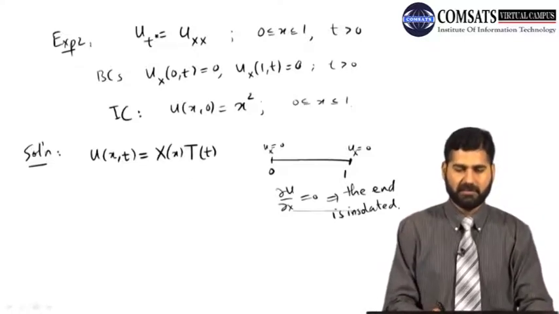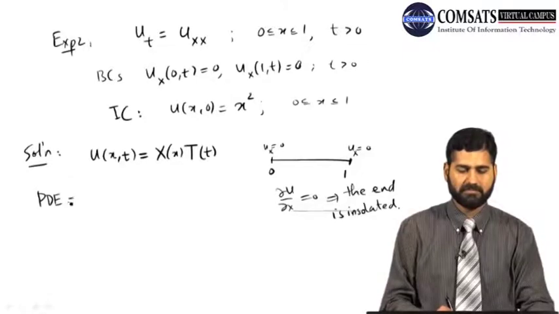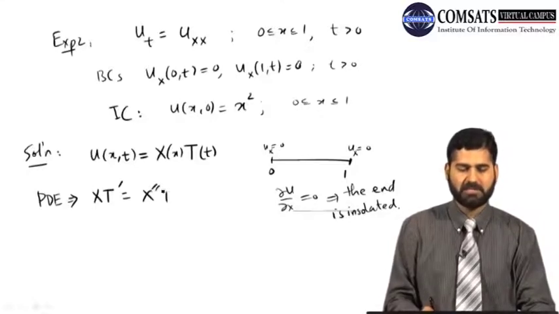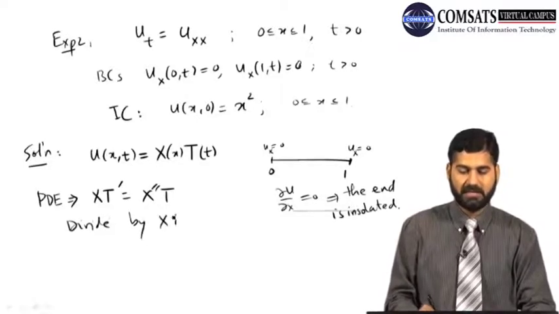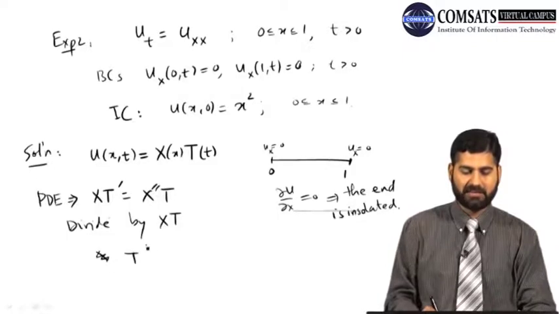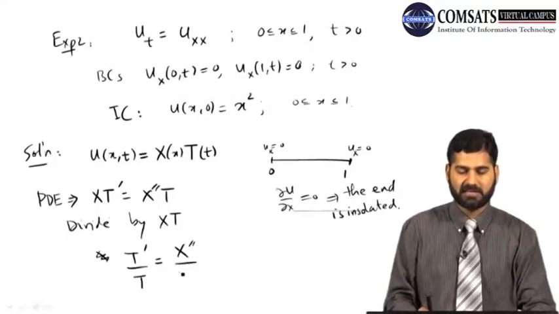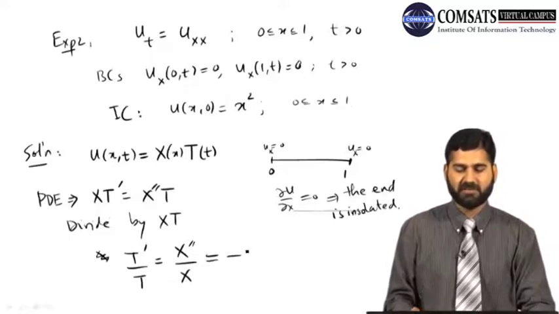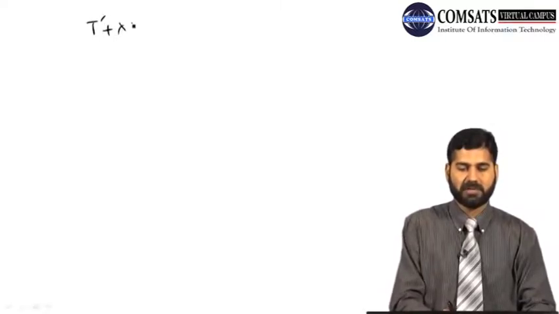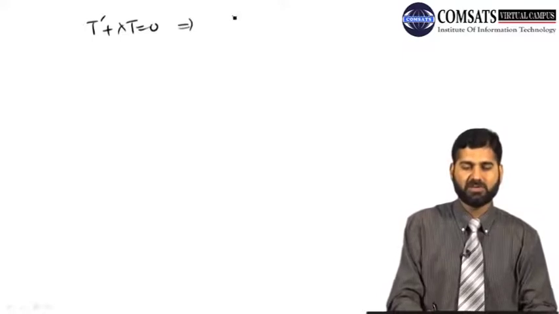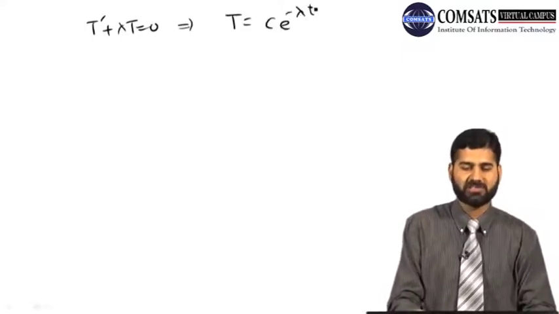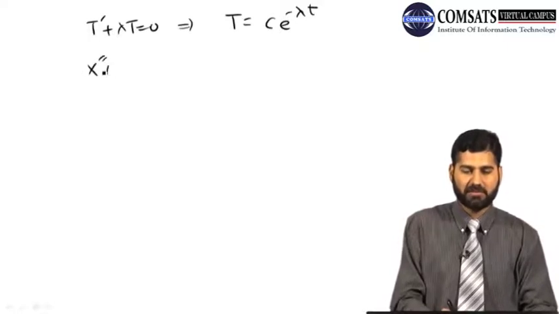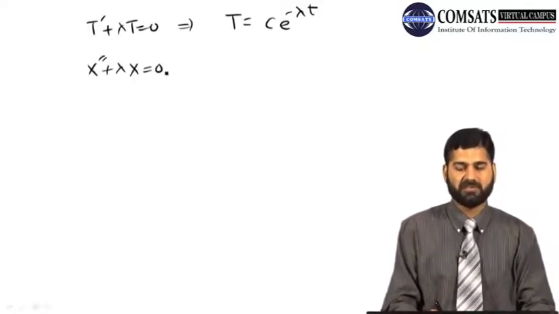Alright, so again, our PDE will become X T prime equals X double prime T. Again, if I divide by XT, I will get X cancelled on the left hand side, and T cancelled on the right hand side. So one is a function of t, one is a function of x, equal to minus lambda. So again, your equations will become T prime plus lambda T is equal to 0. This will have a solution, and I don't have to really discuss it because we just solved it in the previous example. And then X double prime plus lambda X equal to 0. This depends on the values of lambda.